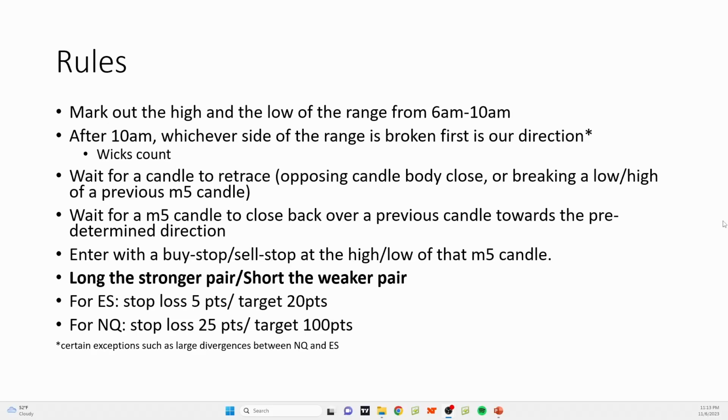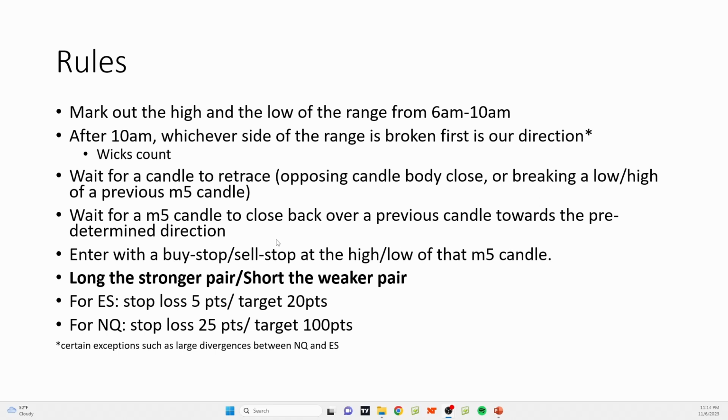We're going to go over lots of examples in a little bit, but you mark the high and the low of the range from 6 a.m. to 10 a.m. After 10 a.m., whichever side of the range is broken first is our direction. Even if it wicked it, we're counting that. Then you wait for a candle to retrace the other way, and then you wait for a 5-minute candle to close back over a previous 5-minute candle towards your direction.